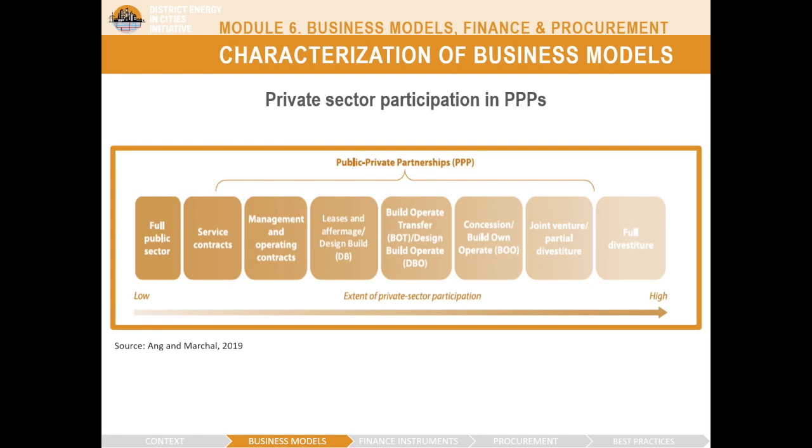PPP contracts can cover different stages like design, construction or build, finance, maintain, own, operate, and transfer. Business models with private participation range from service contracts to full privatization, which can be seen in the figure. PPPs have increasingly been used largely through concession, where the public sector owns the infrastructure, but the private sector operates the infrastructure service and receives revenues deriving from it.